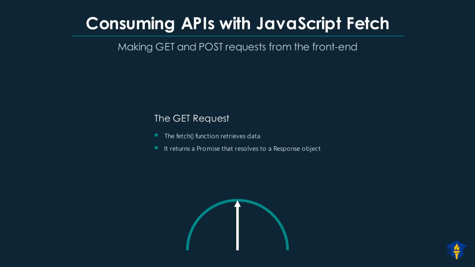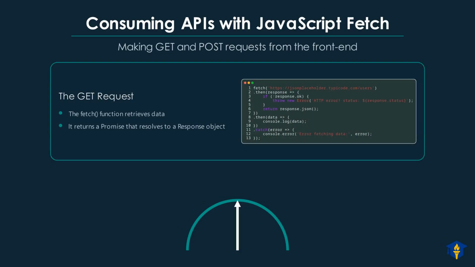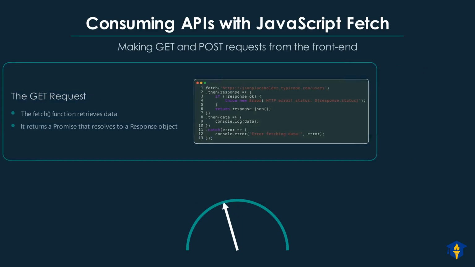First, let's look at how to perform a GET request to retrieve data using the fetch API. The fetch function retrieves data and returns a promise that eventually resolves to a response object. This code demonstrates fetching users from a placeholder API, handling both successful responses and potential errors.